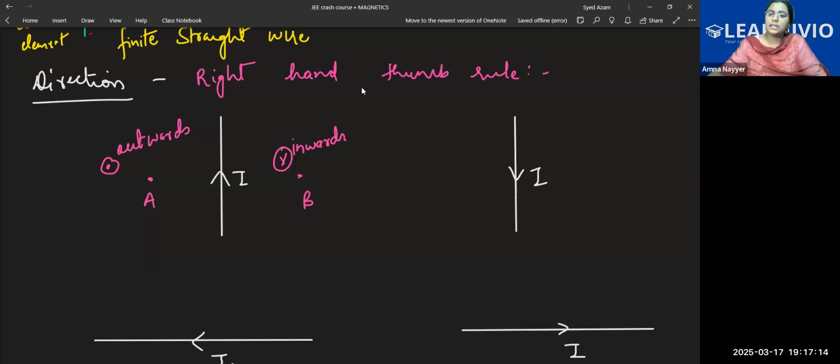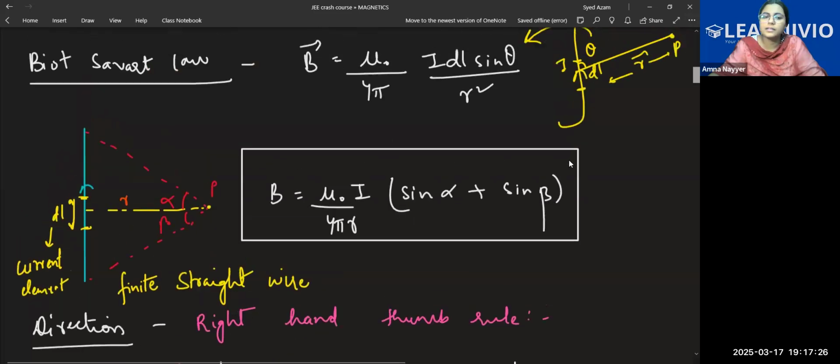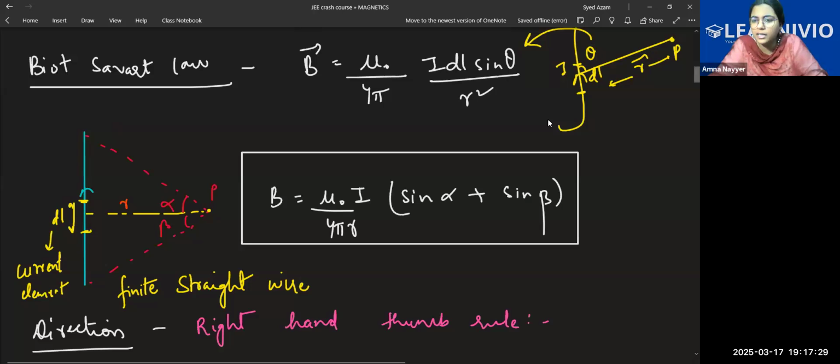Now you do one thing. Just write down "finite straight wire" as the heading. In the rough, you can make that figure if you need, but write down the formula. We'll need it because this is important. Only the important things I'll tell you to write so that during the last days after the crash course, you have time to revise the important part.